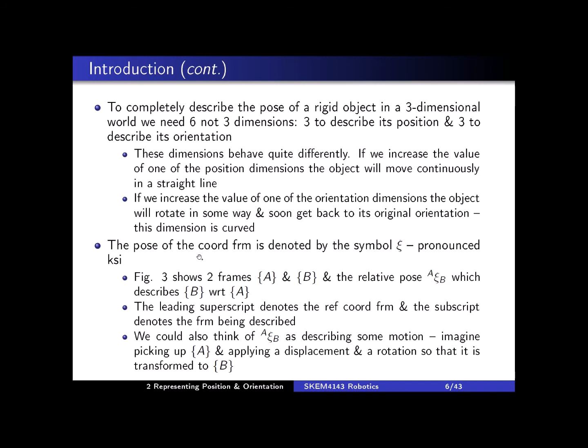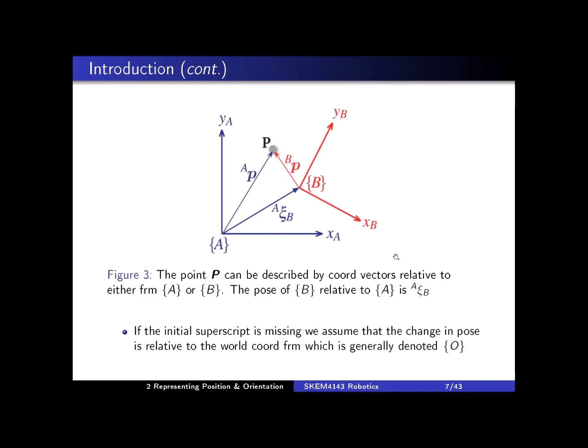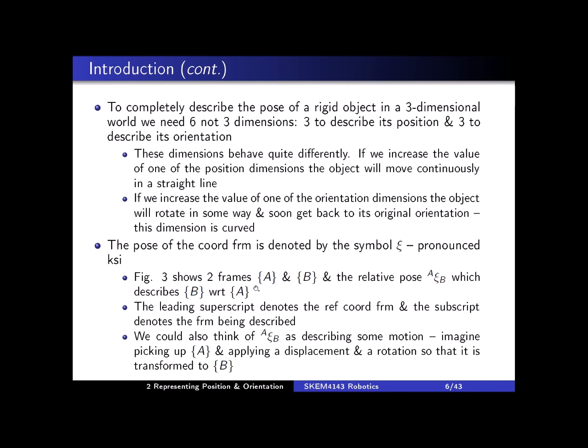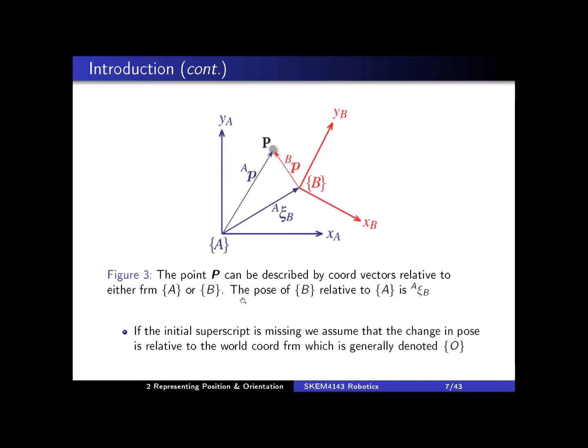So the pose of a coordinate frame is denoted by the symbol xi. Figure 3 shows two frames, A and B, and the relative pose xi B with superscript A, which describes B with respect to A. So this is frame A, and these are the axes, YA, XA, and this is coordinate frame B.